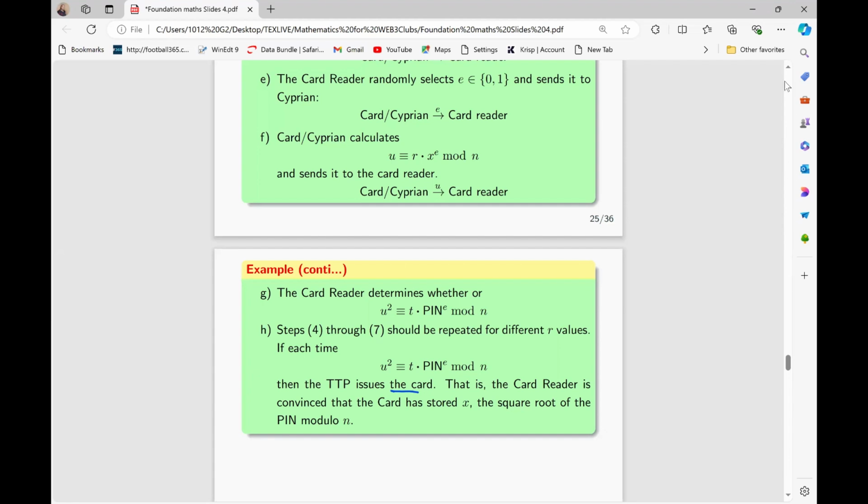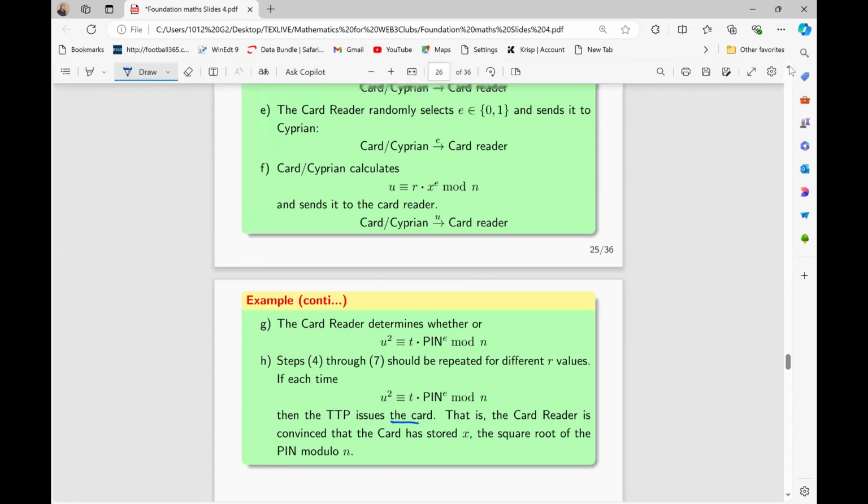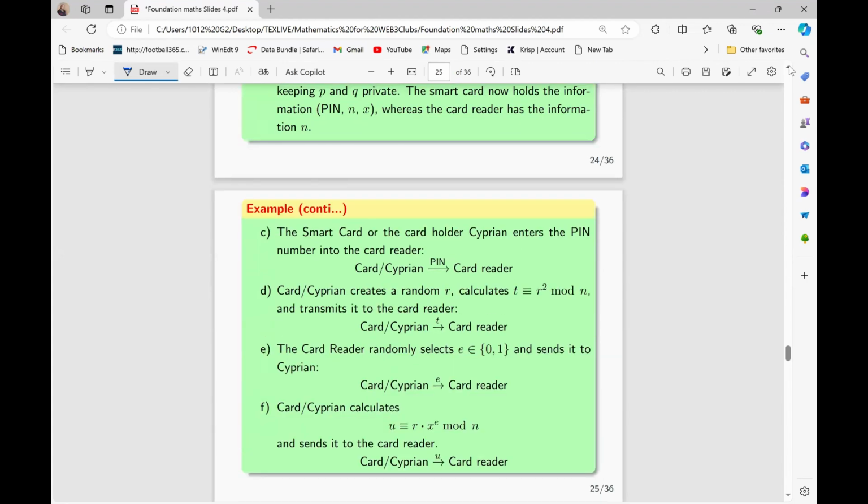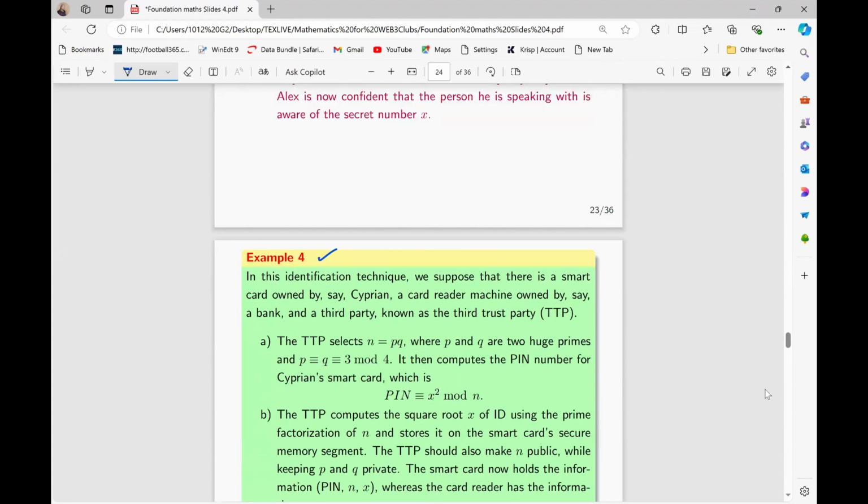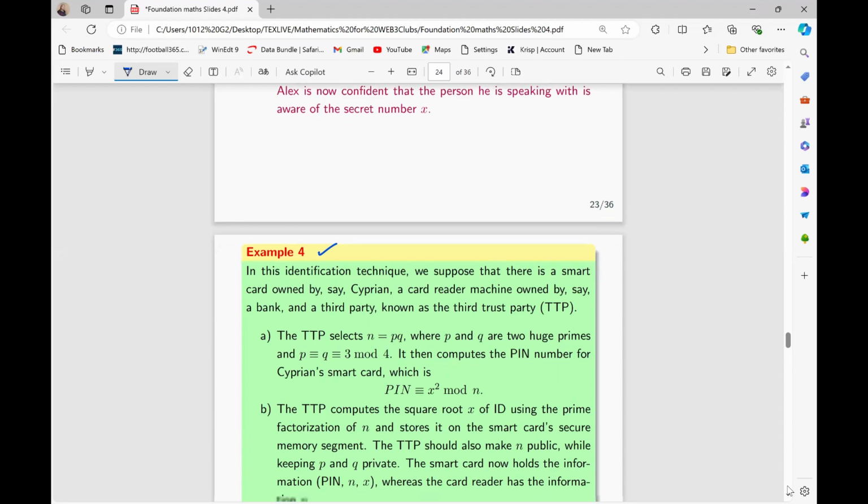But you look at these steps later, and when we get time, we can discuss.